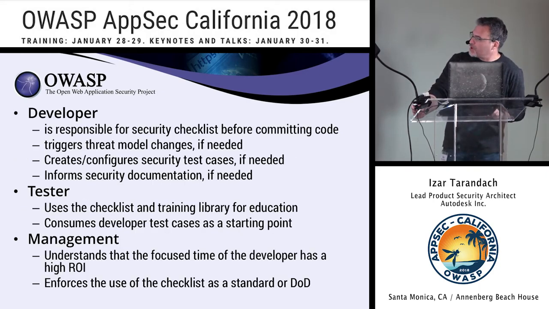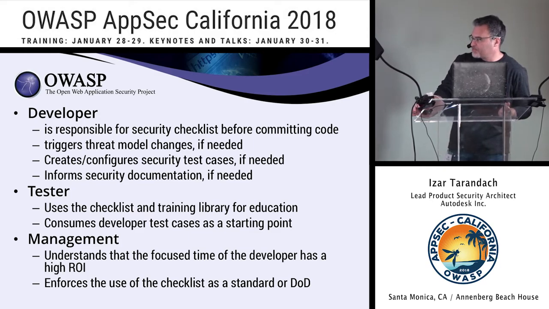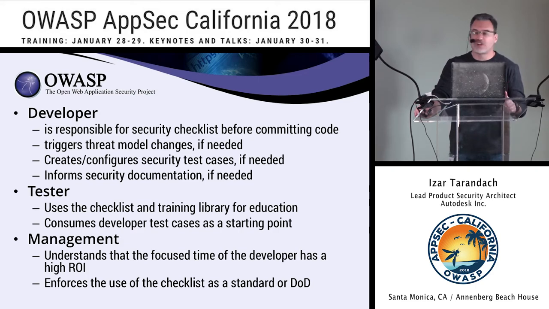So just to bring everything around, what are the expectations and what do people get out of this? The developer takes the responsibility of checking that security checklist before they commit code. And by this checking, remember that I said mine right now is less than one page of paper. Print that thing, put it on plastic, keep it by the side of your desktop.